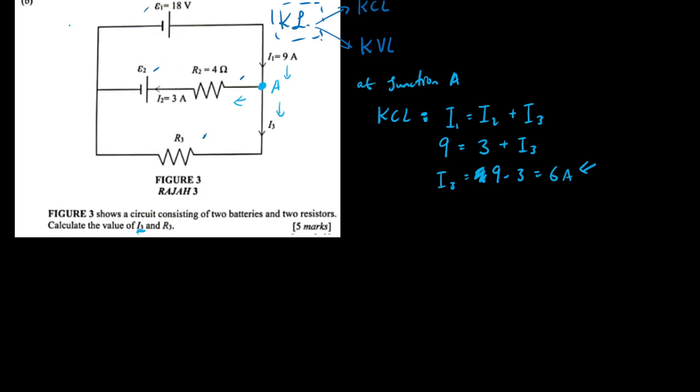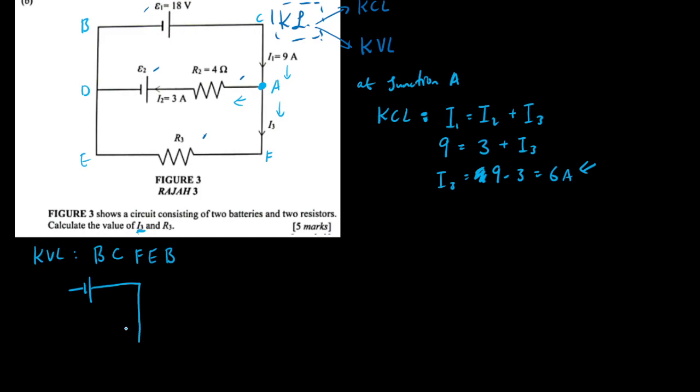So let me just label this to be B, C, D, A, E, F, right? So which loop am I going to use? In this particular solution, I will choose the loop of B, C, F, E, B, right? So this is going to be my loop. How does that look like? All right, that looks like this. Let me just draw it out.